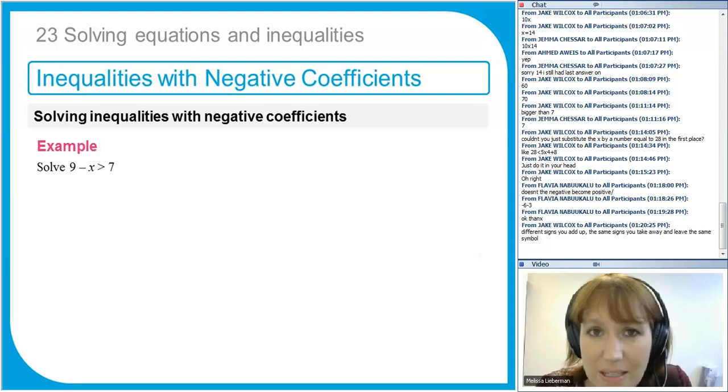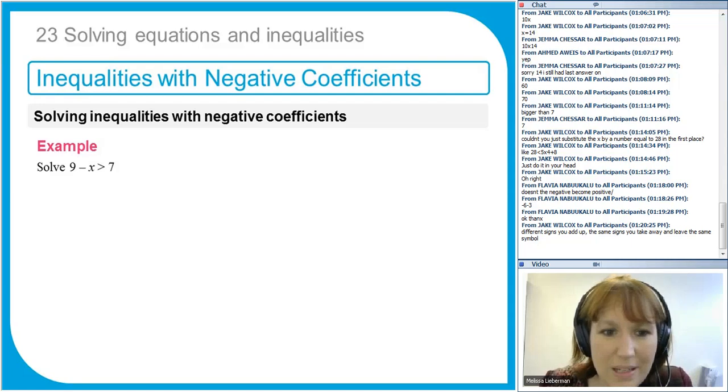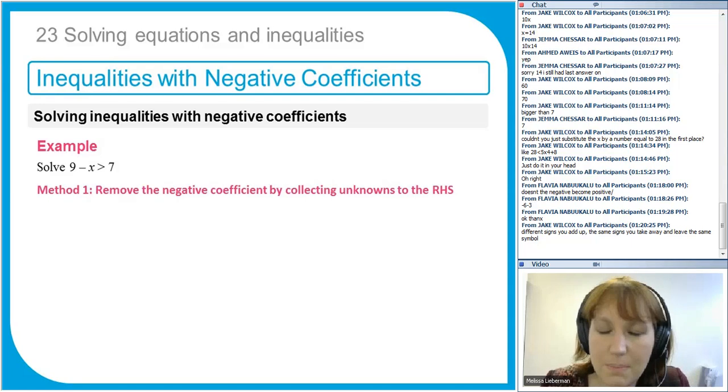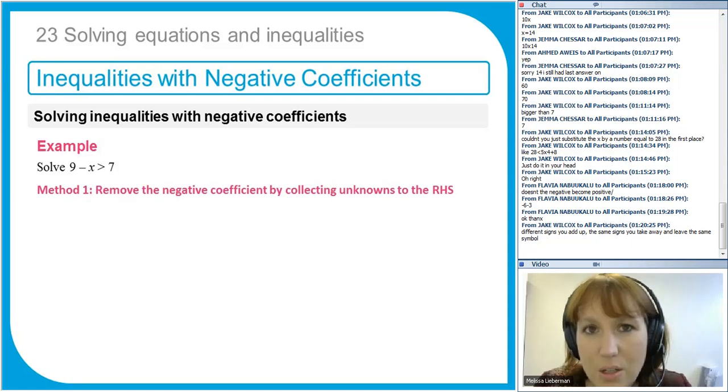Supposing we're trying to find the value of x, and we've got that 9 take away x is greater than 7. There are two ways to solve this. I'll show you two different ways. Here's method one: remove the -x by collecting the unknowns to the right hand side. That's a little bit of algebraic gibberish for add x to both sides. So I get rid of the -x by adding x to both sides. That's one way of doing it.